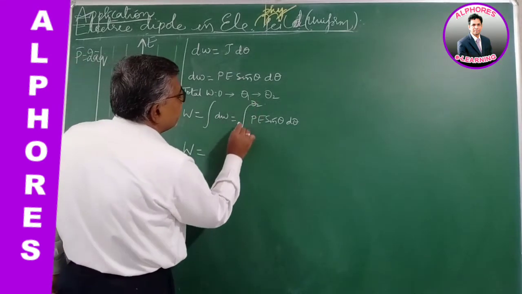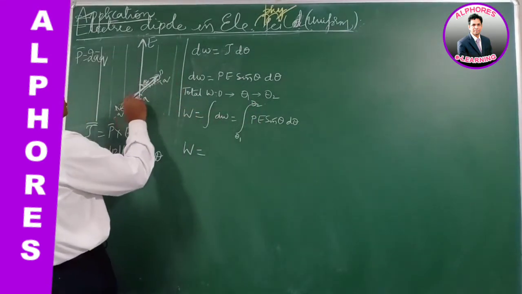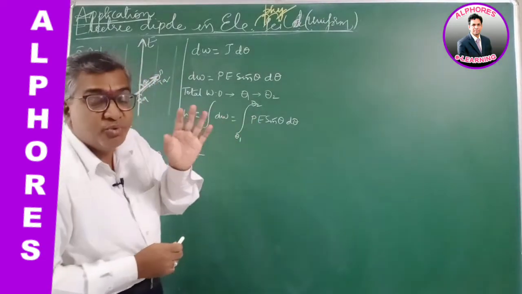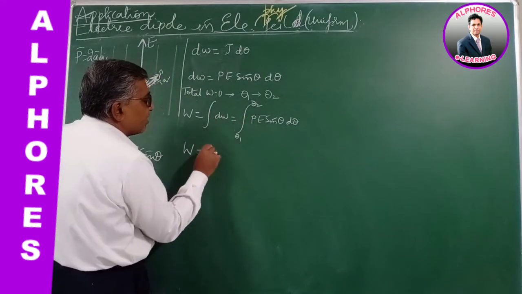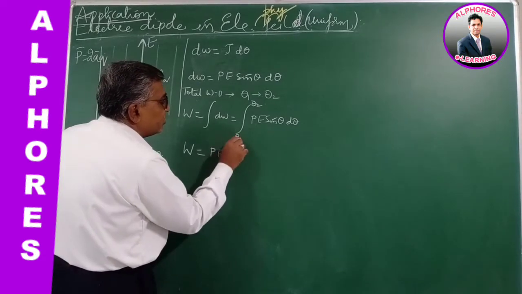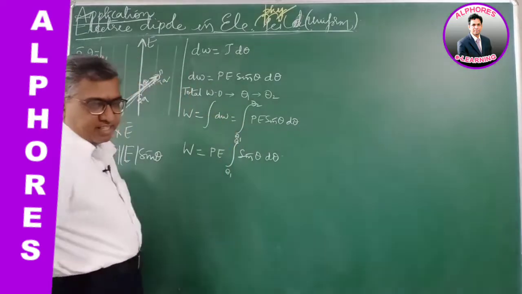Now in this integration term, P is a constant. The dipole moment of a dipole is a constant; it does not change with its position. Electric field, we have taken a uniform electric field. So these two are constants. Taking the constants out of the integration, we get PE integral from theta 1 to theta 2 of sin theta d theta.